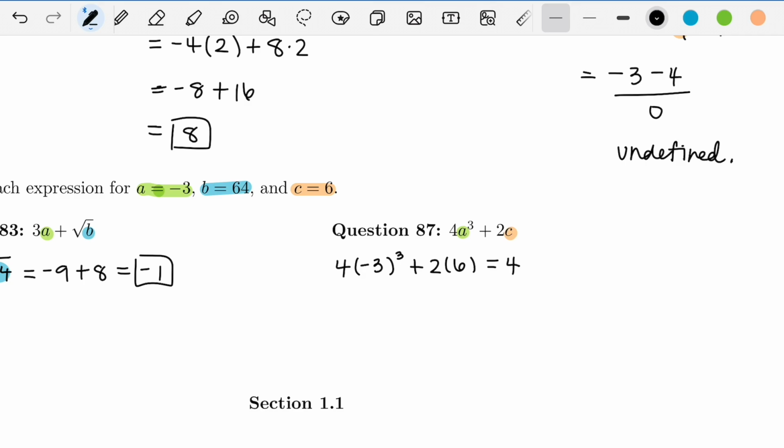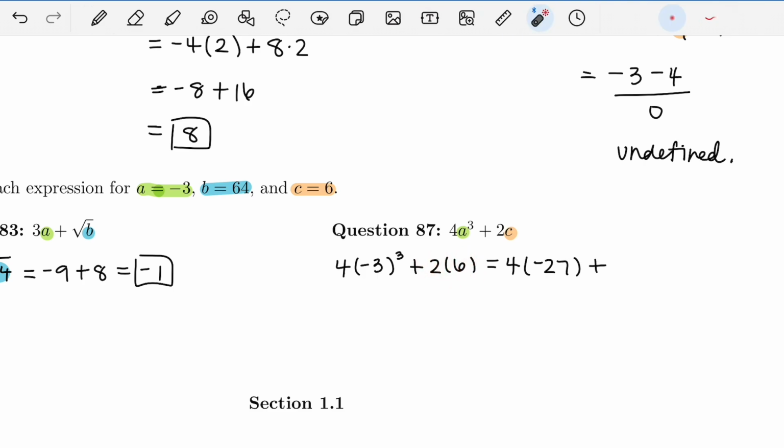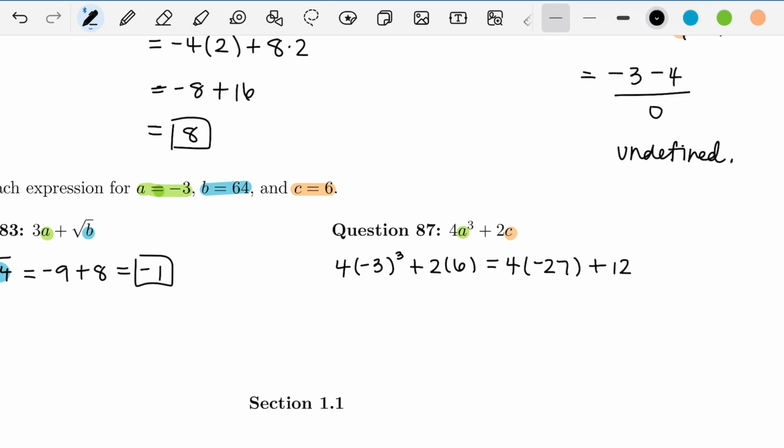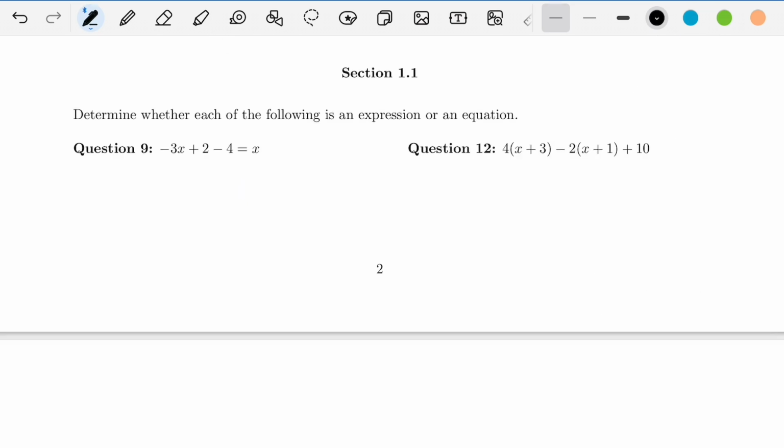So we're going to have 4 times -3 cubed, which will be -27, plus, we can do this multiplication also, 12. So 4 times -27 is going to be -108, and then we're adding 12 to that guy. So our final answer here will be -96.